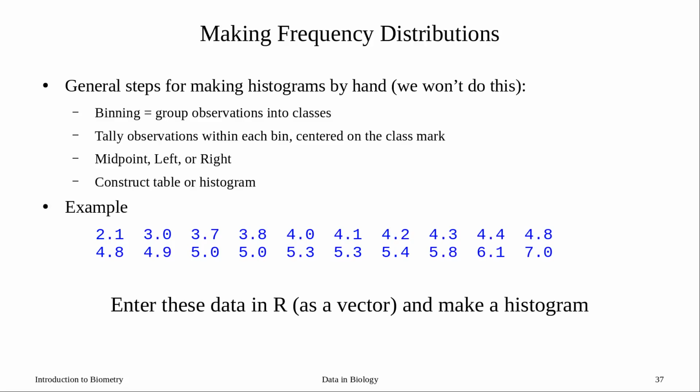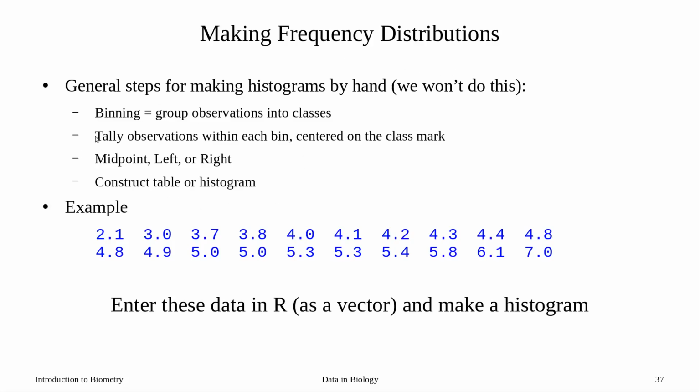So is our label going to refer to the midpoint of that class? Is it going to be the left edge of the class? Is it going to be the right edge of the class? And then once it has that, it's going to make the table or figure. So R does this all in the background. If you do it by hand, you have to do all of this stuff, which is tedious.